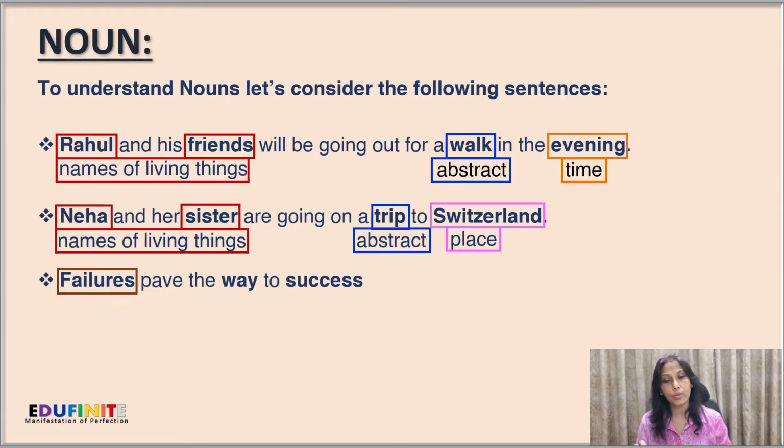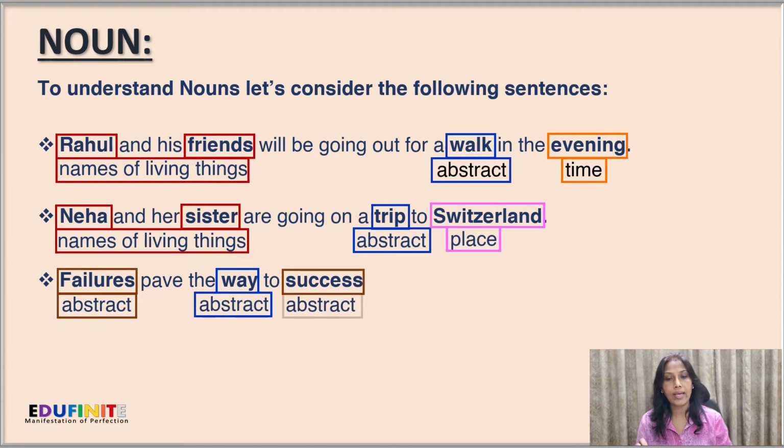Failures pave the way to success. Failures, way, and success are all abstract nouns.